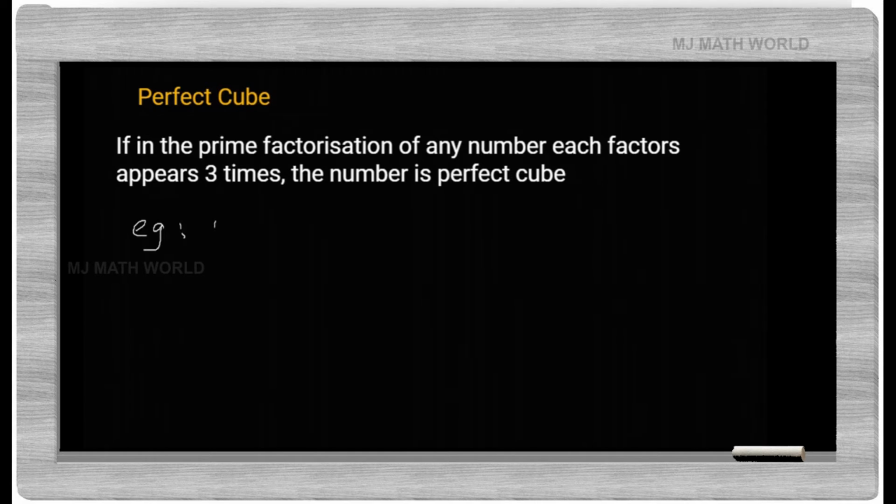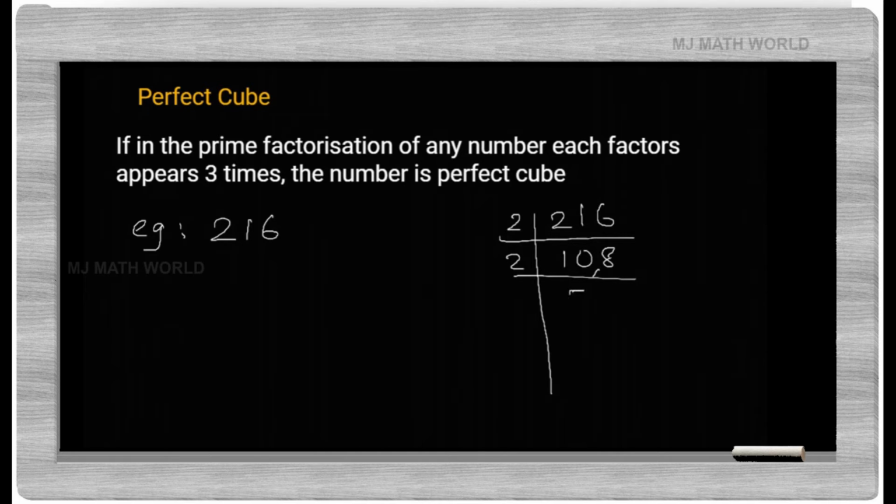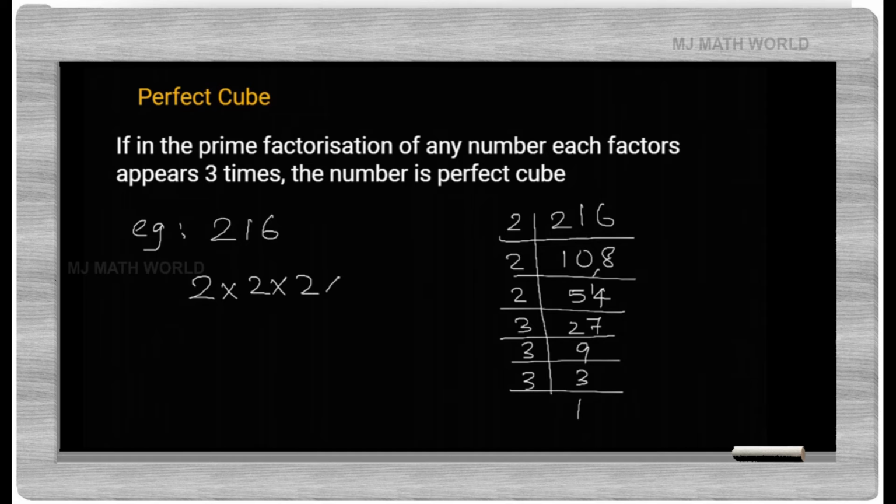For example, 216. Let us check whether it's a perfect cube or not. First we will do prime factorization. 216 is divisible by 2, 108 is divisible by 2, 54 is divisible by 2, and 27 remains. 27 is divisible by 3, 9 is divisible by 3, 3 is divisible by 3, and 1 remains. The factors are 2 into 2 into 2 into 3 into 3 into 3.